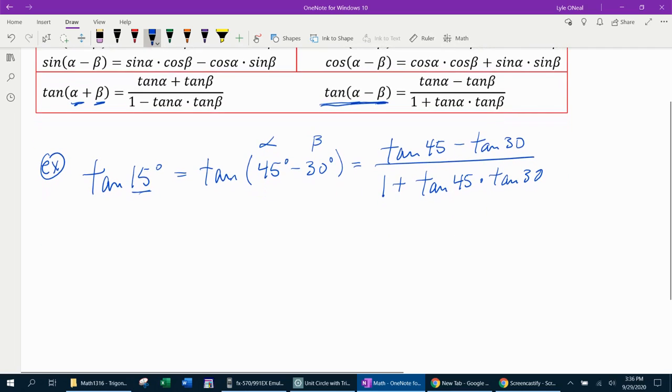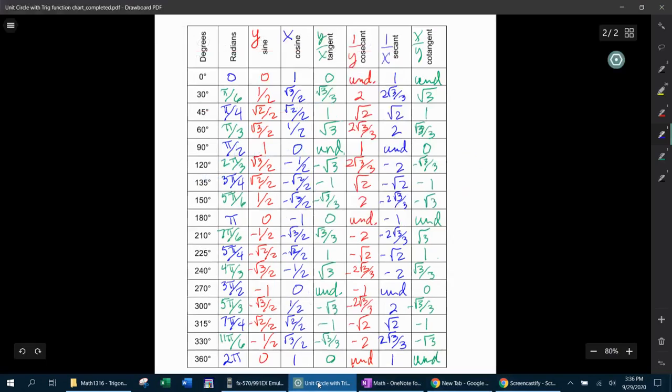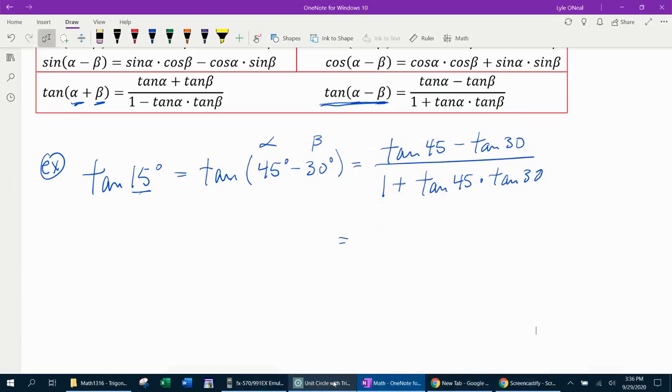And then once you've applied the formula, the next step is to substitute for each one of those trig functions what it's equal to. And this is where having a chart handy is going to come in, okay? So I do have a chart. We need tangent of 45, which we can see from the chart that's 1. And we also need tangent of 30, which is square root of 3 over 3. So tangent 45 is 1. Tangent of 30 is square root of 3 over 3.